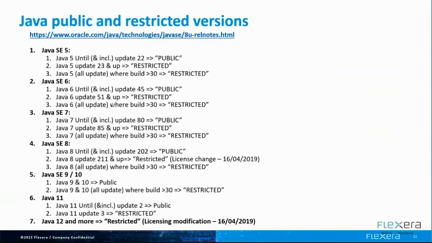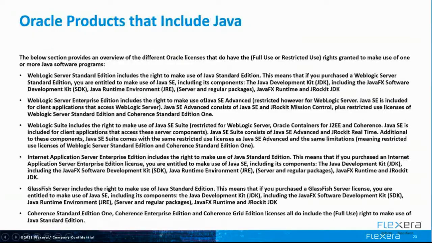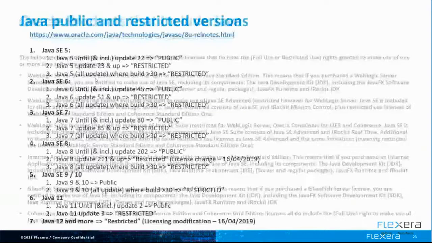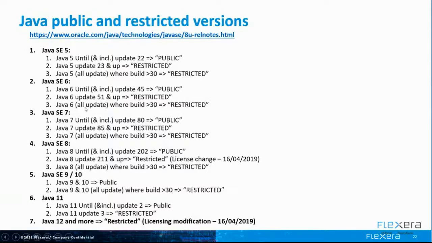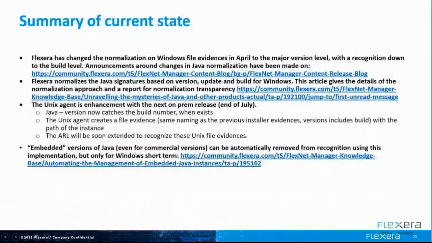So this is a list of products that I extracted from this link. And in the end, this is where we are. Flexera has changed the normalization on Windows file evidences back in April. So we now recognize Java Standard Edition 8, and we have another product called Java Standard Edition public. So two different products, which avoid the issues with the upgrade and download rights on the license. Each version has one free product and one commercial, restricted product.